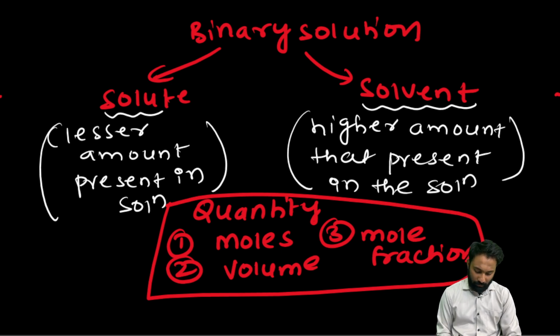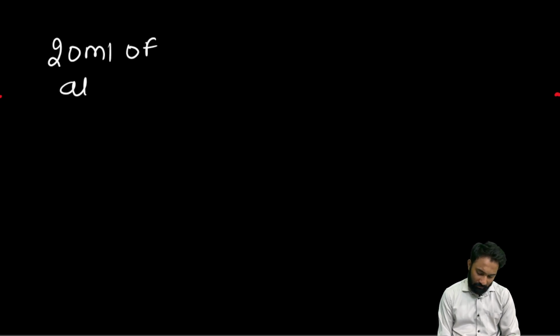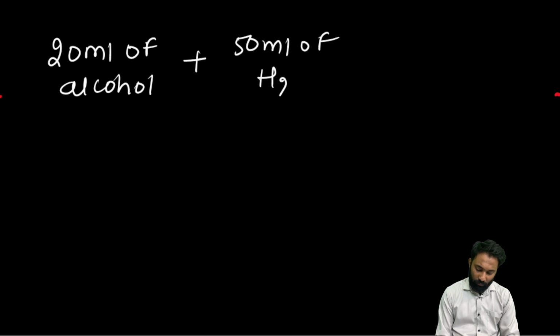Clear? Now, sir, can you make us understand with a generalized example or a question? Okay, I will. Now listen here. Here we are taking 20 ml of alcohol. This has been mixed in 50 ml of H2O.